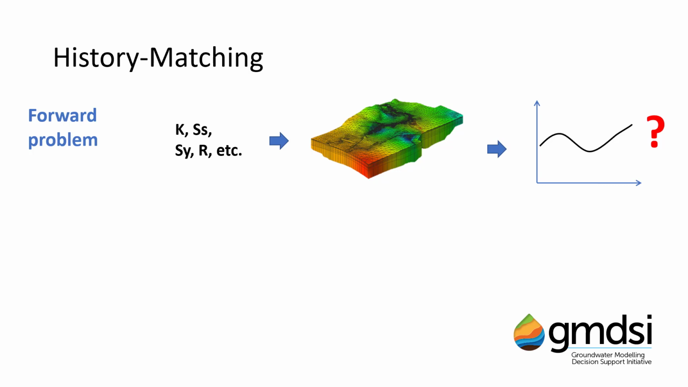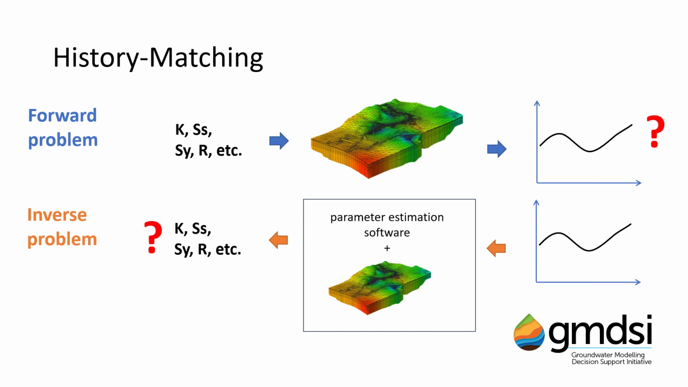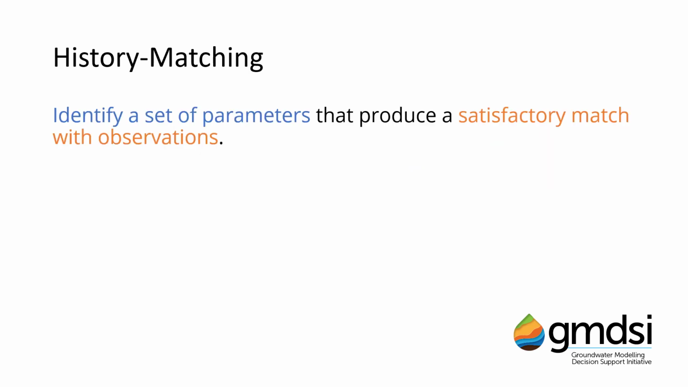However, as we mentioned earlier, data on things such as heads or flows are usually more readily available and more reliable than measurements of hydraulic properties. So in this context, we can invert the problem to use what we know, heads and flows, to find out what we don't know, parameters or hydraulic properties. So the aim of history matching is to identify a set of parameters that produce a satisfactory match with observations or field data or observations of the system behavior.